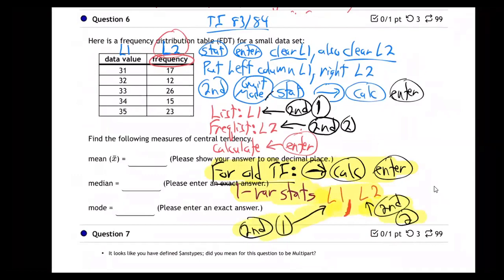So that's for the old ones. For the old TIs, like my handheld one, you get a different menu. You don't get this menu; that's only for the newer ones. So the old ones, it just says 1-Var Stats, and you have to enter L1, comma L2. And how you get the L1 is the second 1 and the second 2. That's how we get it.